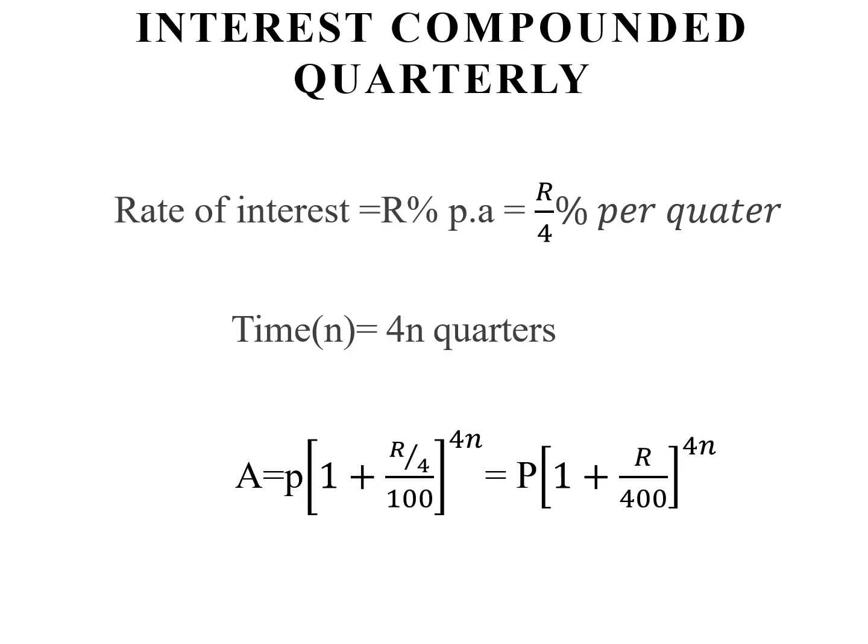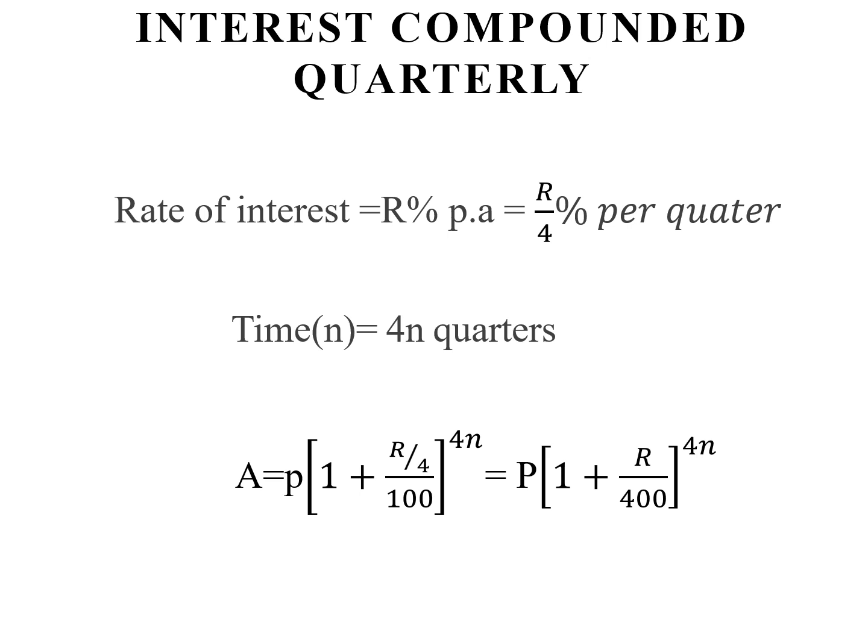Now let us see interest compounded quarterly. Here, interest is added 4 times in a year, that means every 3 months. So if the annual rate is R percentage per annum, then for quarterly compounding we take R by 4 percentage for every quarter. And if the time given is n years, then the number of compounding periods becomes 4n quarters because there are 4 quarters in 1 year.